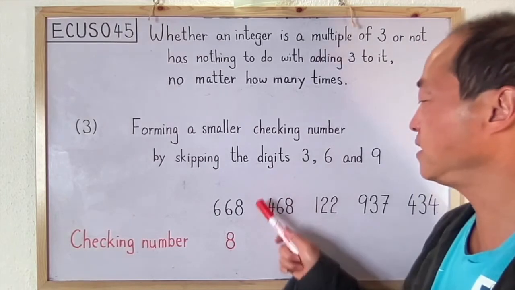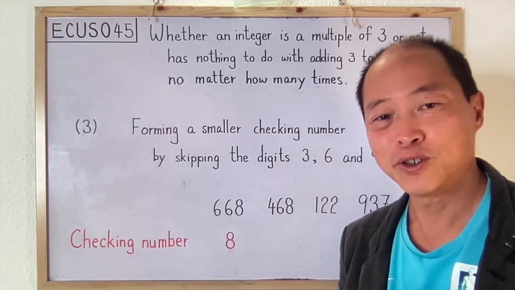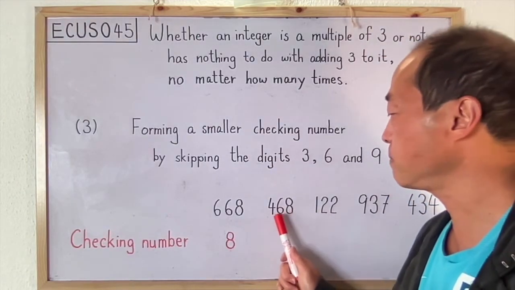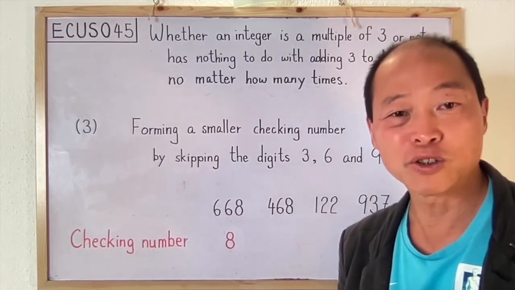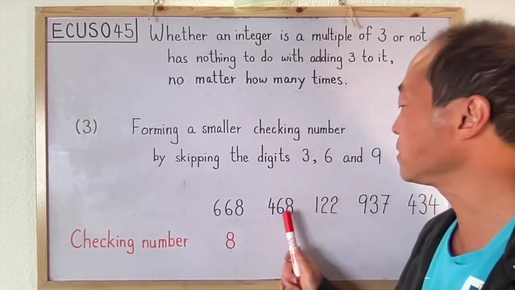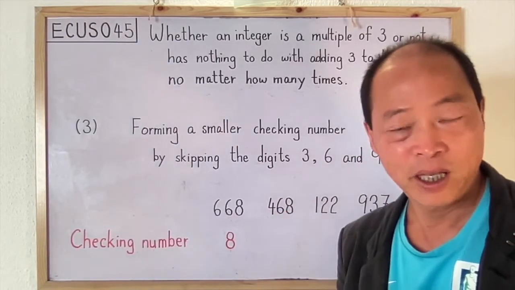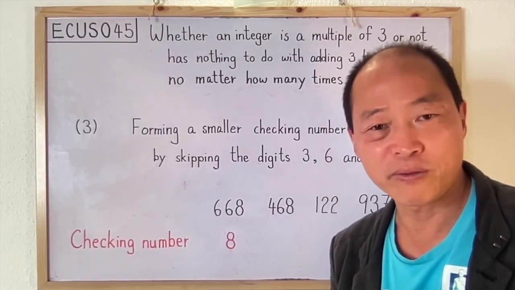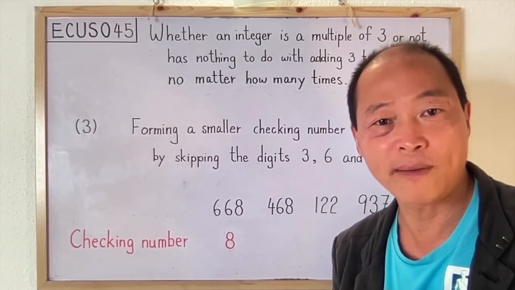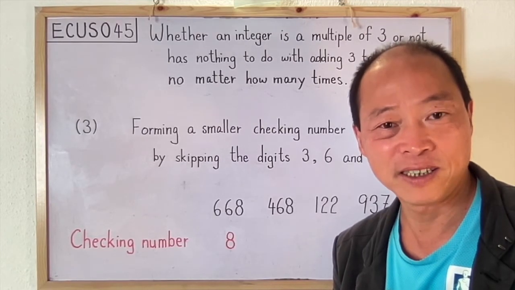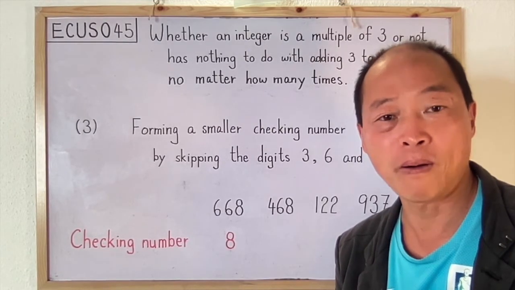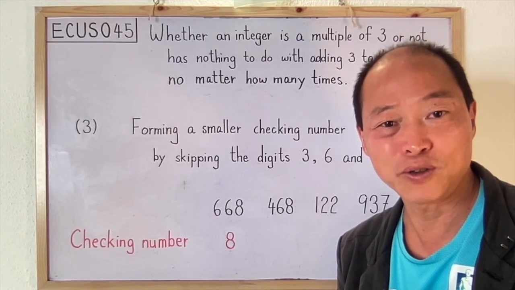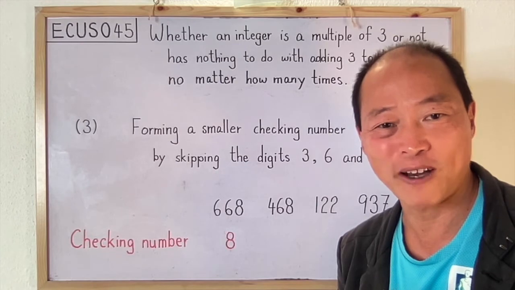Look at this integer. By method 2, to form a checking number, we have to do 8 plus 6 plus 4. However, we can choose to do 8 plus 4 plus 6. 8 plus 4 is 12. 12 is a multiple of 3, and this won't change after we add 6 to it. Therefore, there is no point in adding 6 to 12. We simply don't bother to do it. The checking number is 12.